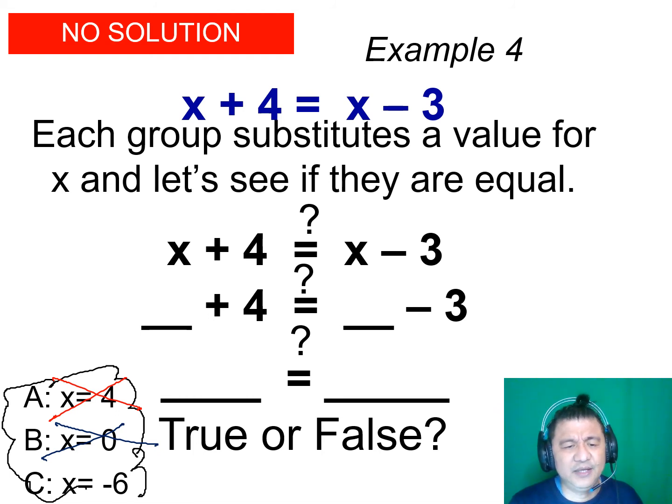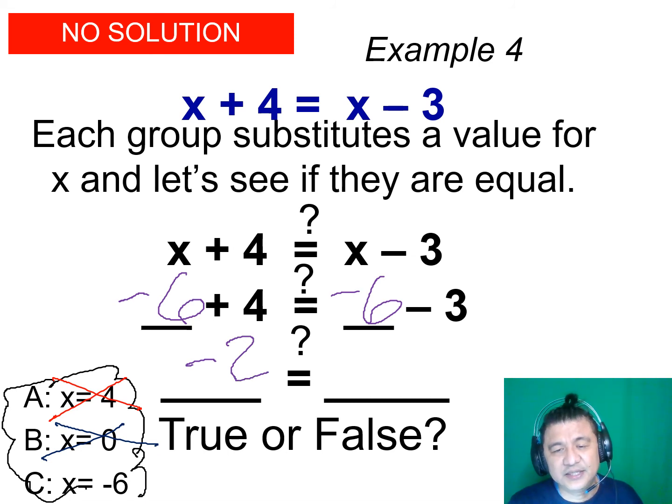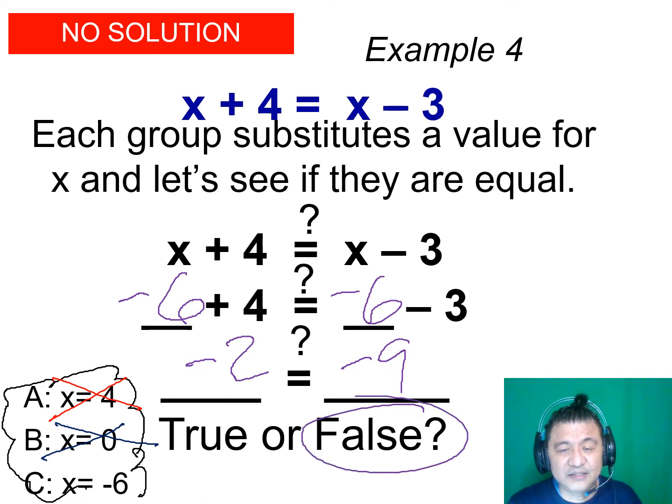Let's try if x is equal to negative 6. Substitute negative 6 for x, negative 6 for x. Negative 6 plus 4 is negative 2. Negative 6 minus 3 is negative 9. Is negative 2 the same as negative 9? False. Those two are different. The left side is different from the right side. Therefore, again, x cannot be negative 6.